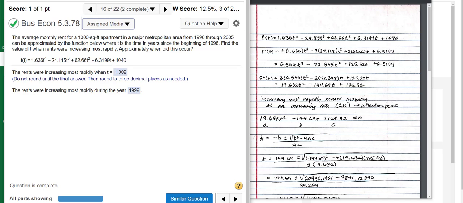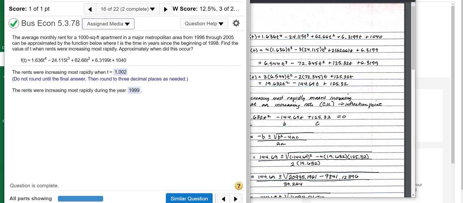So the key phrase in this problem is increasing most rapidly. So increasing means going up, and we could find that from the first derivative. When is it going up? But they don't just want to know when it's going up, they want to know when it's going up the fastest. And that's going to occur at an inflection point. Since these numbers are so tedious, I worked it out on paper so that it would be easier for you to read and easier for me to write. So you can look here and see what I did.